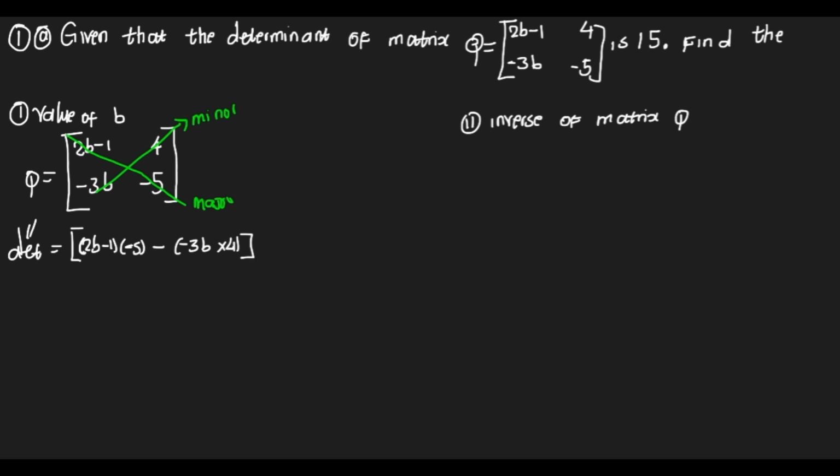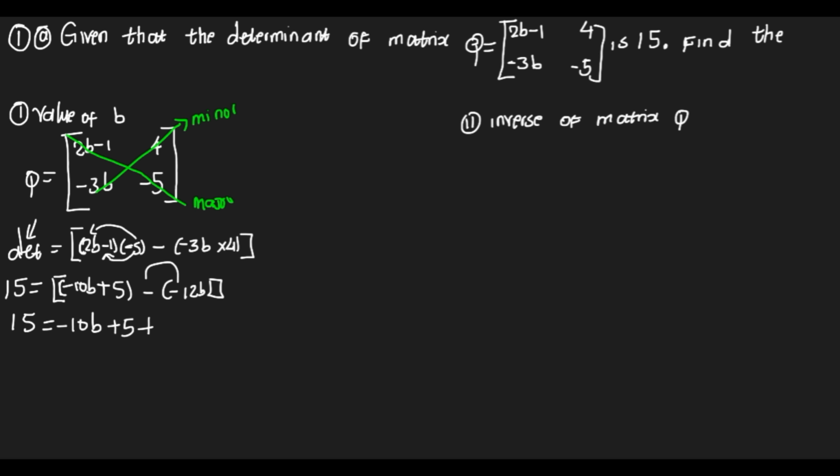So since we have the determinant, where's this determinant, we put 15, then let's expand. This negative 5 will multiply with 2b, giving us negative 10b, then negative 5 times negative 1 is positive 5, minus negative 3b times 4, that is 12b. Okay, so now let's see how we can simplify. So this will be negative 10b plus 5, negative times negative, positive 12b.